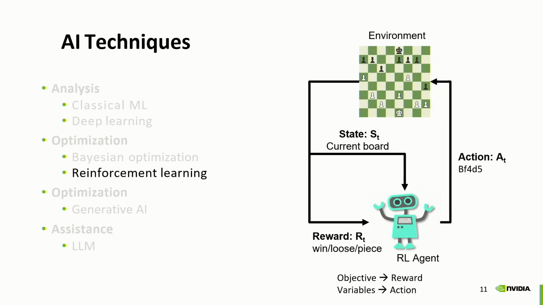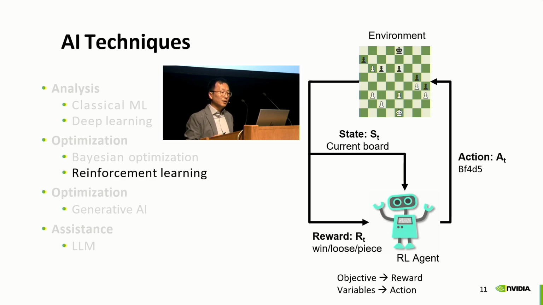So next, let's look at another AI for optimization method, reinforcement learning. In reinforcement learning, an agent interacts with the environment. The agent can send an action to the environment, and then you observe the state from the environment. It also receives rewards from the environment. And the goal of the agent is to maximize its received reward.